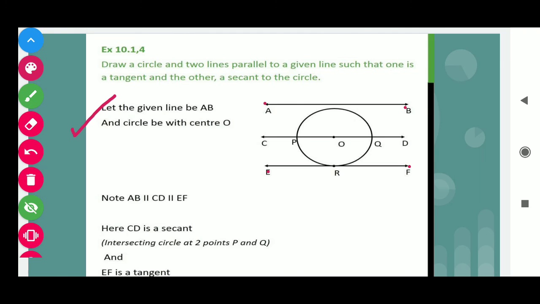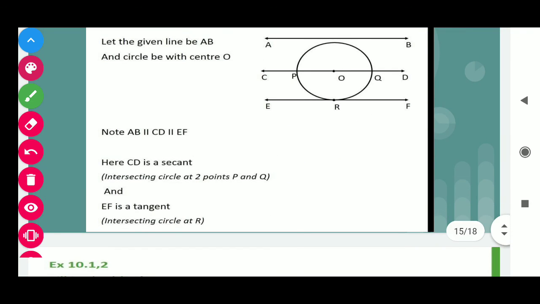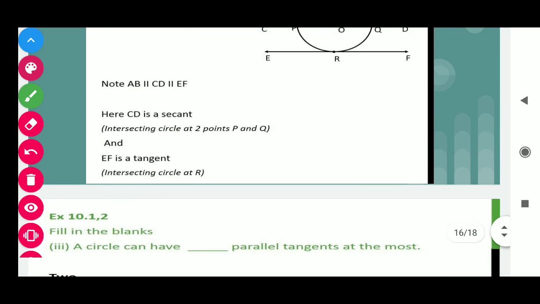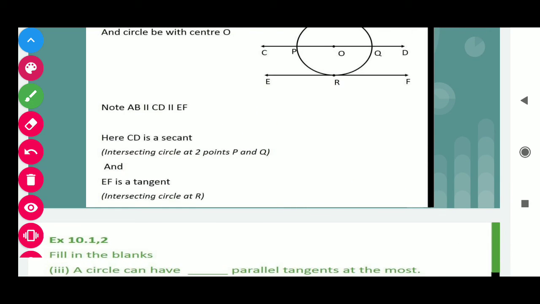So students, in this way you can see here that CD is a straight line that intersects the circle at P and Q, the 2 points. In this way, CD is the secant. And here, EF is a straight line that touches the circle at point R. So here, EF is the tangent to the circle. In this way, students, you can see here that CD is a secant and EF is a tangent.